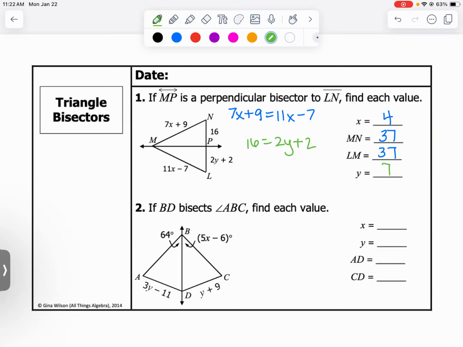Great. Okay, Brayden, in number 2, how do we find x? Okay, so Alexa, what does x equal? Okay, Clark, how do we set up to find y? To find y, we set 3y minus 11 equal to y plus 9, because of the angle bisector. Great.